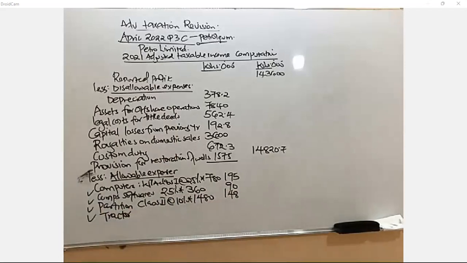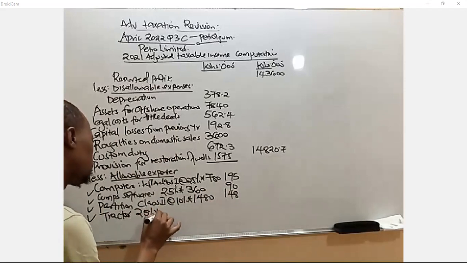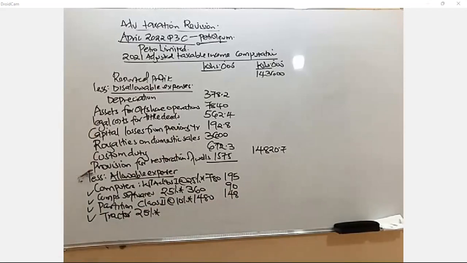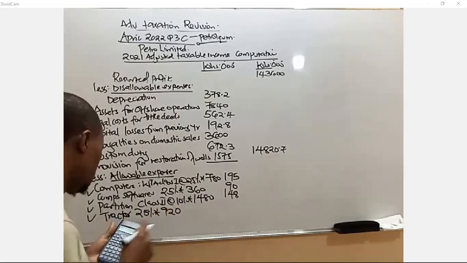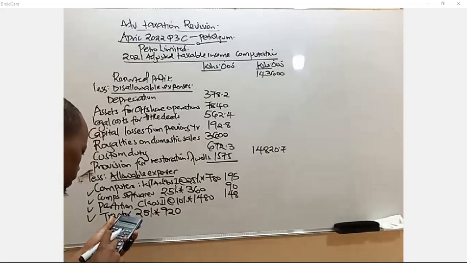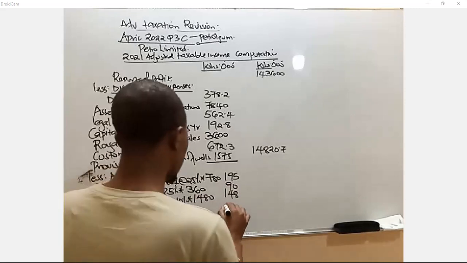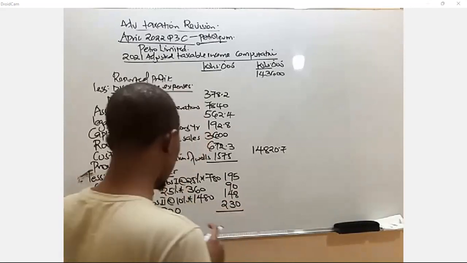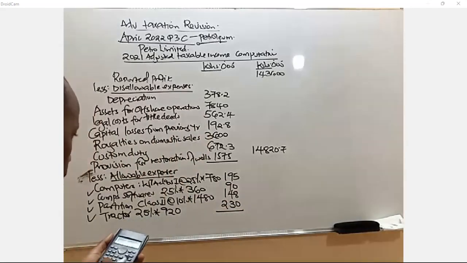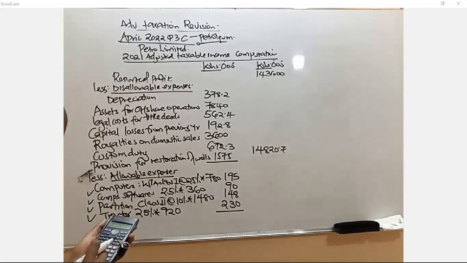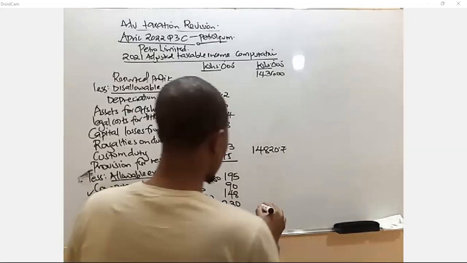Then we have the tractor. We were given a tractor somewhere. It was purchased at 920. It should be 25%. 25% of how much? 920. 0.25 times 920, getting 230. How much is this? 195 plus 90 plus 148 plus 230. We are getting 663.